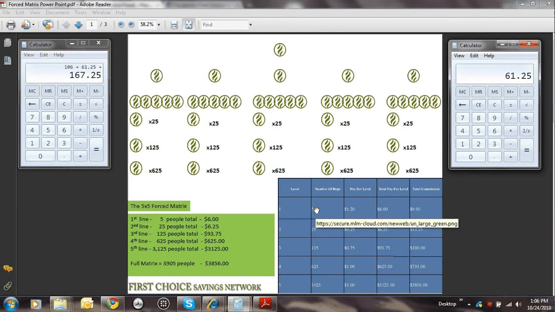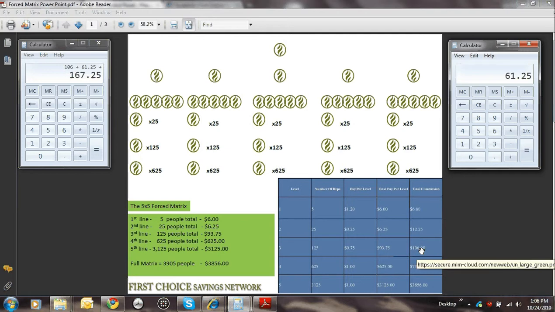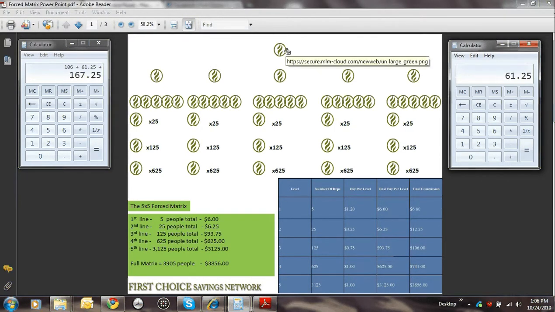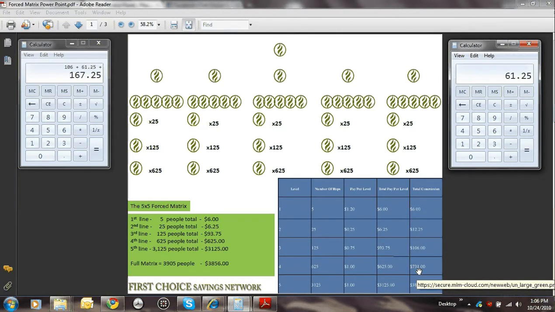That means that now their first line is going to be full, their second line is going to be full, and their third line is going to be full for each one of these. Now, their third line here is $106 a month. So you can just multiply that by 1, 2, 3, 4, 5. And for this guy up here, when this line is full here, that's $731.